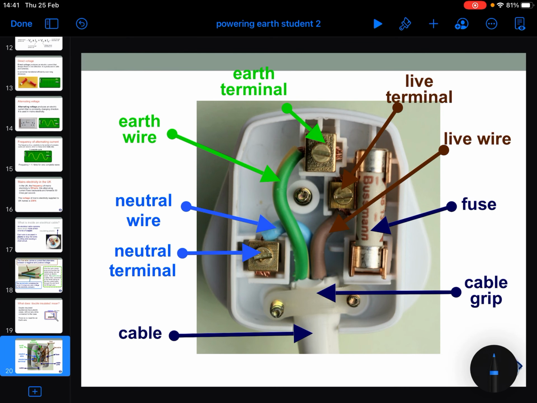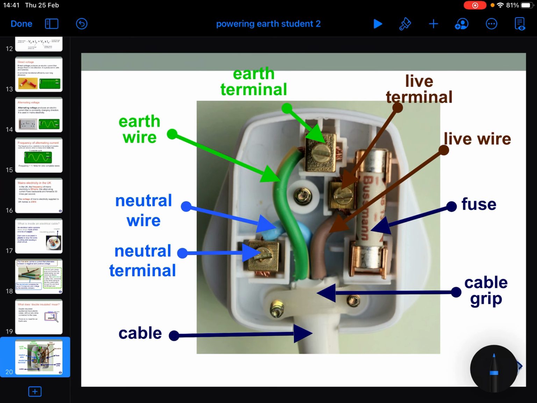Just a quick reminder of how a plug is wired in. I absolutely loved the rhyme Miss Sparrowhawk told me earlier in the year. And I was very excited. I think I told some of you and you were definitely not excited, but I'm going to tell you again.